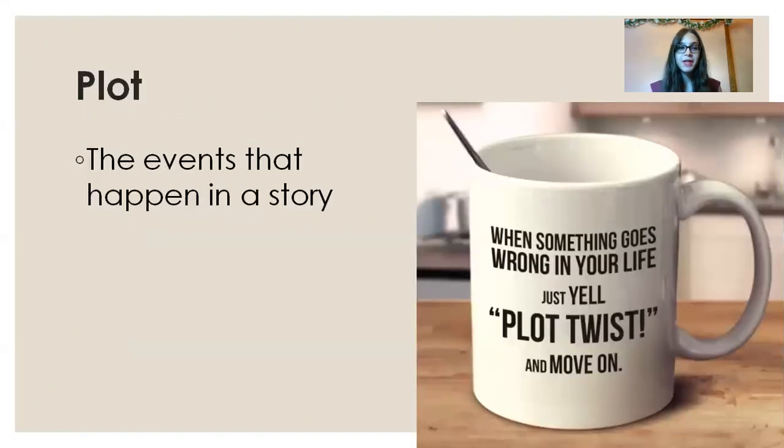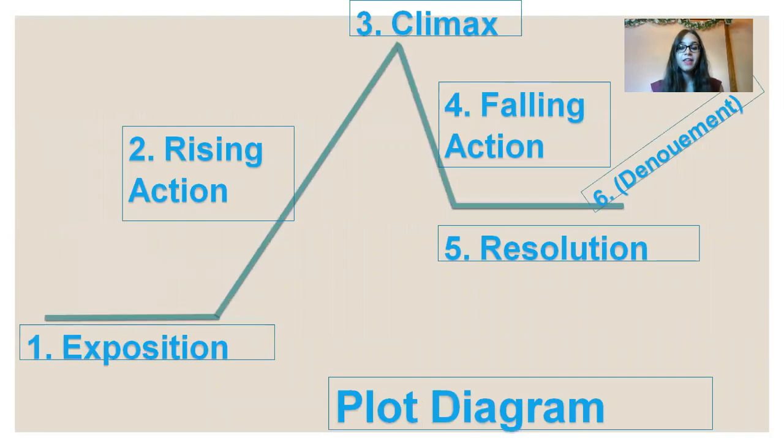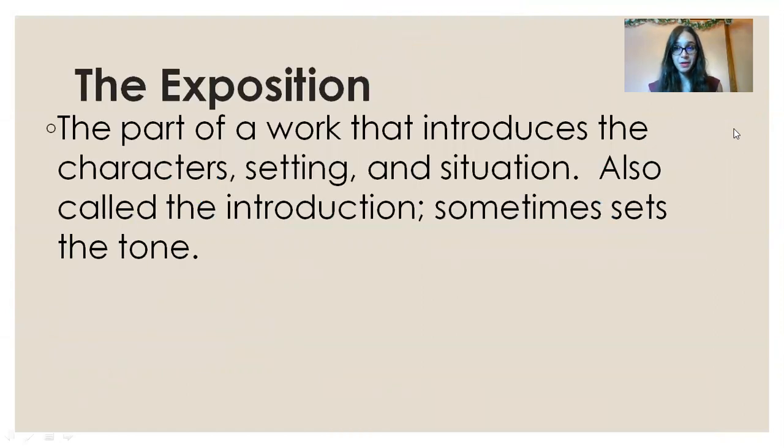So the first one is plot. These are the events that happen in a story. So these are the things that happen. So with plot, there's sort of a subsection here. So a plot diagram is your basic structure for most works of literature. So most books, short stories, follow this format. So there's an exposition, there's the rising action, the climax, the falling action, the resolution, and the denouement. So we'll talk about each of those.